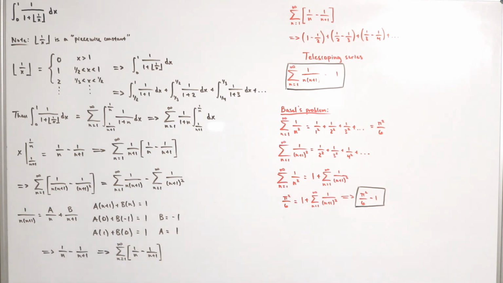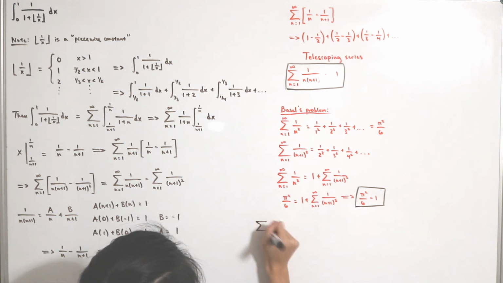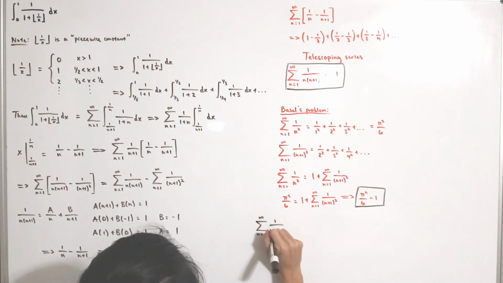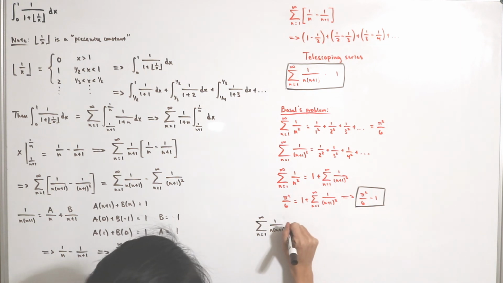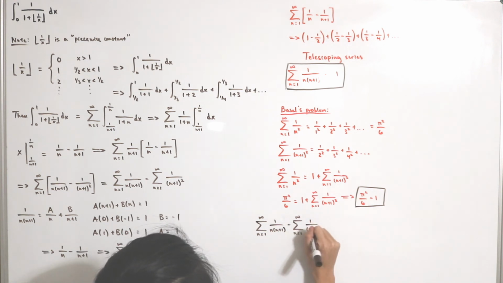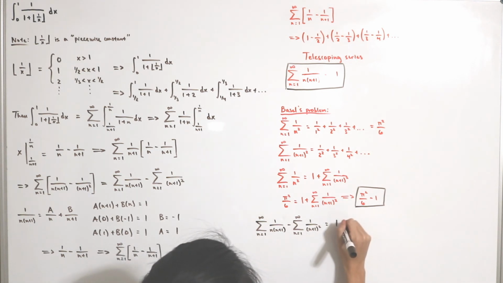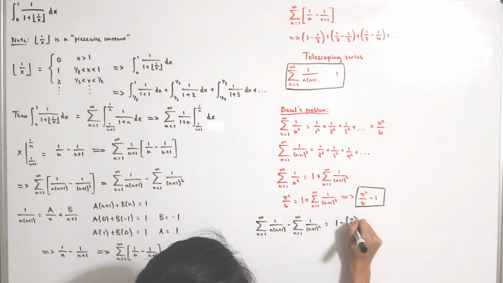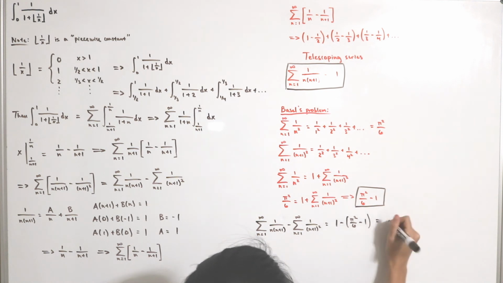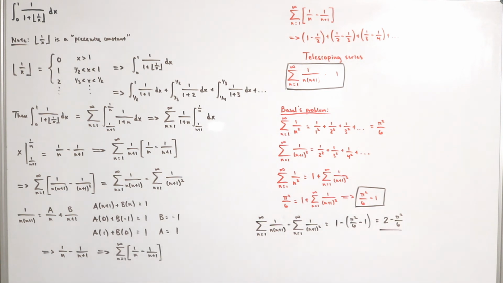Now, just to reiterate everything, let me rewrite our series one more time. It is equal to the sum of 1 divided by n times n plus 1, minus the other series, the sum from n equal to 1 of 1 divided by n plus 1 squared. This is equal to 1, then minus pi squared divided by 6 minus 1. And we get that this is just equal to 2 minus pi squared divided by 6. Okay, and we are done.